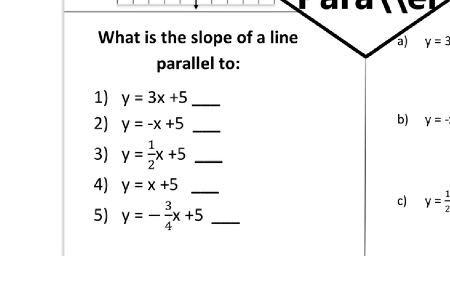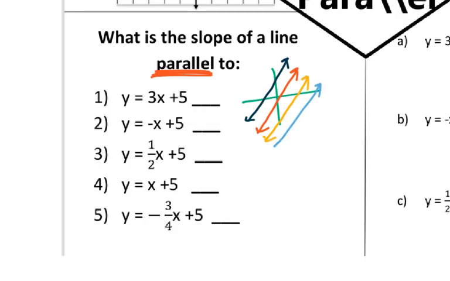Next box. What is the slope of the line parallel to? So what that's saying is that if I had a graph that was y equals 3x plus 5, any line that is parallel to this original line would have what slope? So what slope would all of these lines have? We said that the slopes would be the same. So the same slope would have to be the number 3.